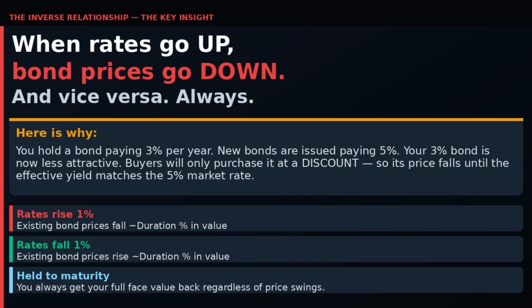If you want to sell it, you have to offer it at a discount, a lower price, until the effective yield for a new buyer matches the 5% available elsewhere. The price of your bond falls until the math works out. The reverse is also true. When rates fall, your existing bond paying a higher rate becomes more attractive. Buyers will pay a premium for it, pushing its price up. If you hold a bond to maturity, you always receive your full face value back. The price swings only matter if you need to sell before maturity.